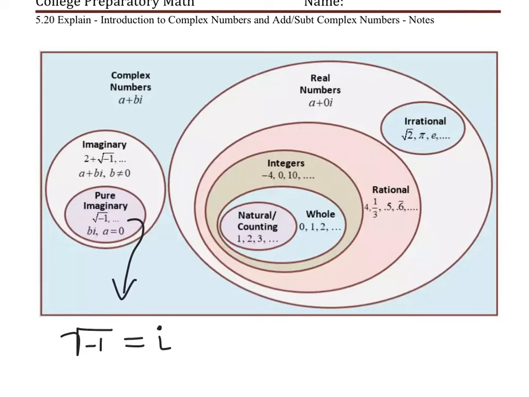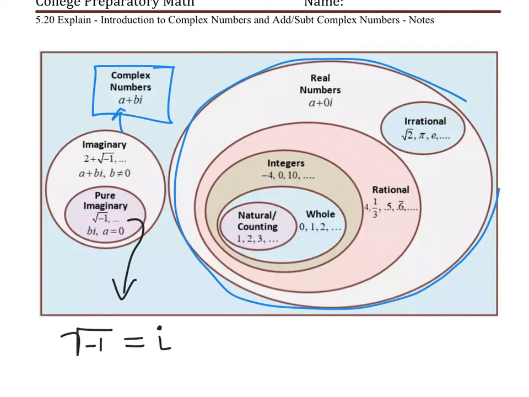And then people started realizing, well, sometimes we need to combine our real numbers and our imaginary numbers. And that's how complex numbers were born. It's just a combination of the real number, coming from the real number system over here, and an imaginary number, coming from the imaginary number system. Together, they create complex numbers.